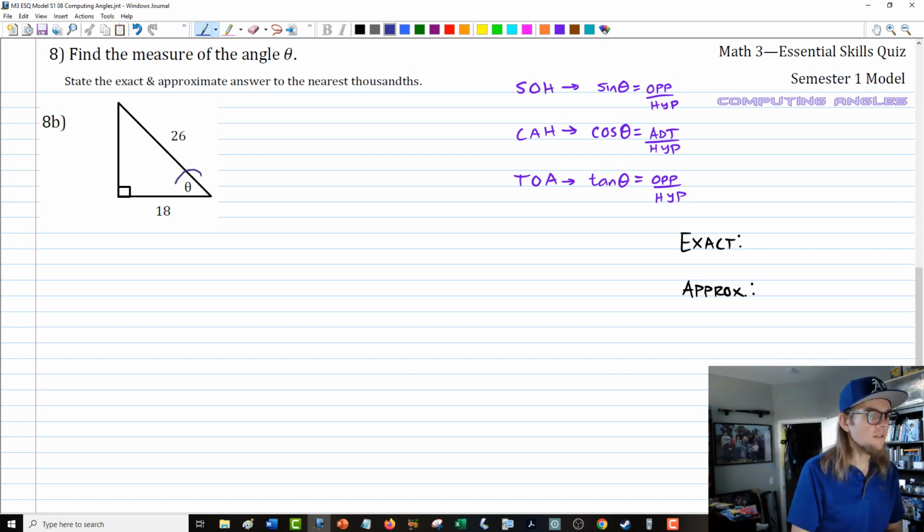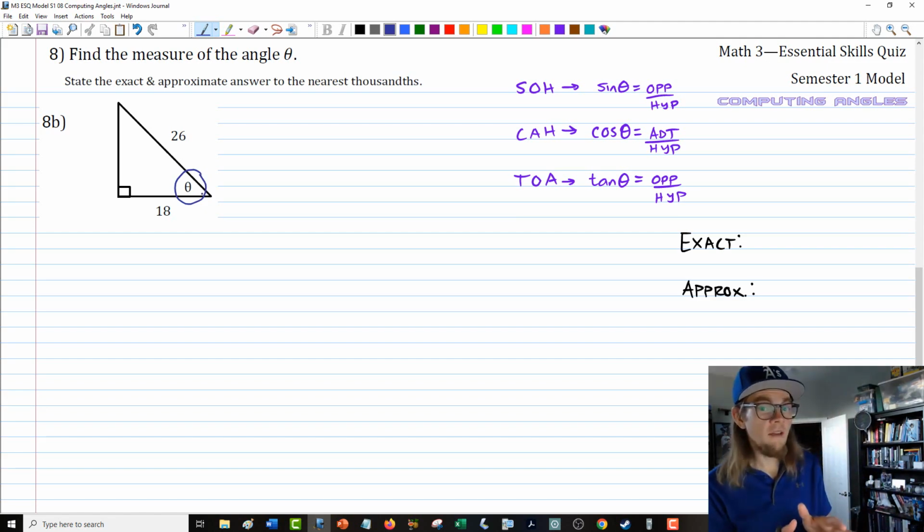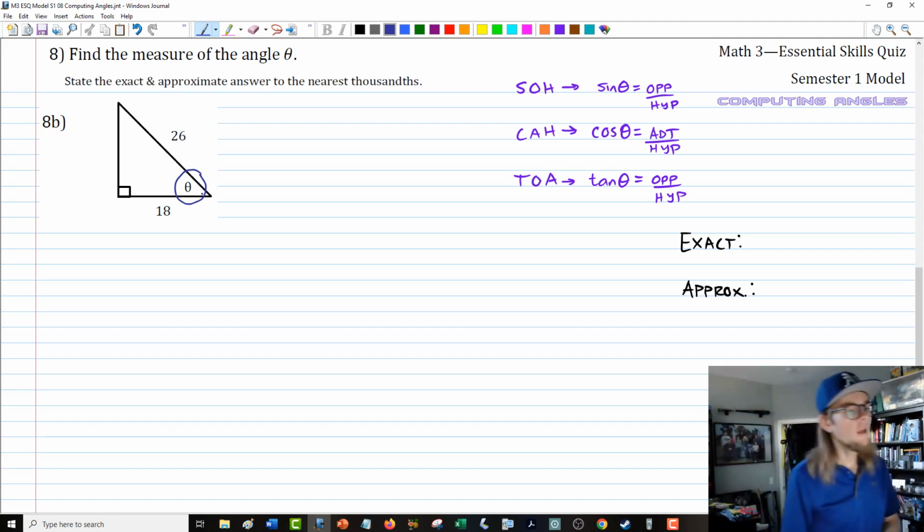So once again, we're going to begin the same way. We're going to identify our angle. So we're working in that lower right-hand corner. It doesn't have to be that way. It could have been the other corner. But basically, we're working in that lower left-hand or right-hand corner.